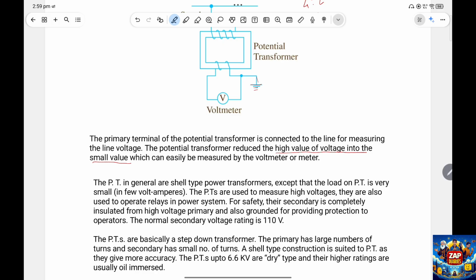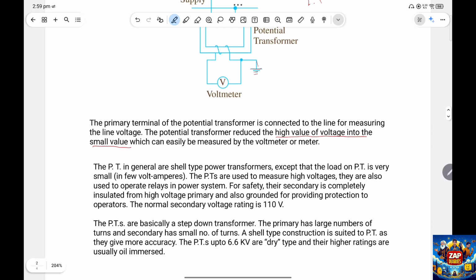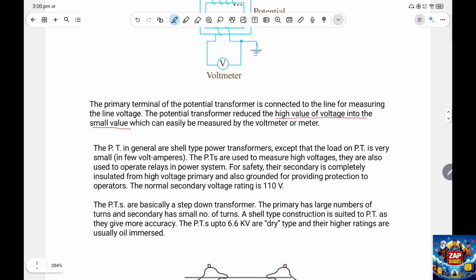In the secondary part, we have a circuit which only tolerates low voltage. So if some surge from the primary side comes, it might burn out the secondary part. Grounding is done to prevent this, and the secondary part is completely isolated from the primary side. This also provides protection to the operators as well, those who work or measure, or the maintenance staff.